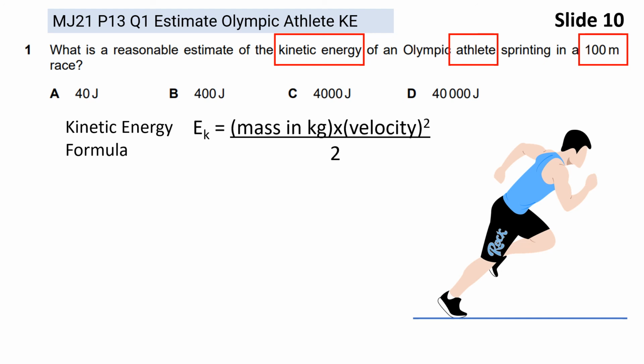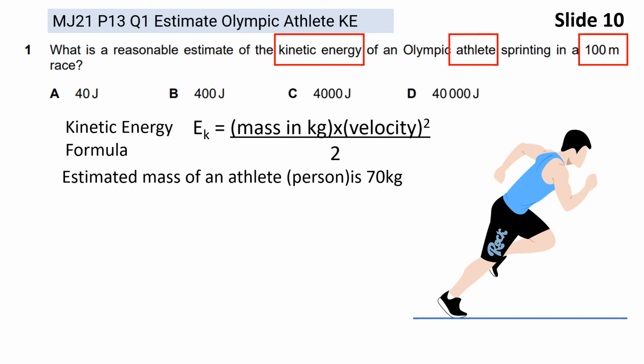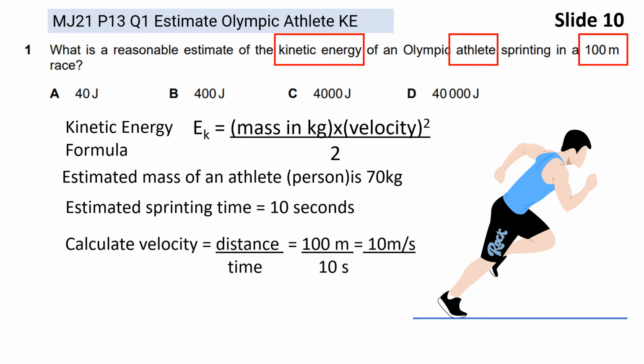But how do I get velocity? That's tricky. The estimated sprinting time is 10 seconds. How do you know this? Well, now you know. So how are we going to convert this information into velocity to replace in this formula? Very simple. Velocity is distance over time. The distance was given, which is 100 meters, and the estimated sprinting time is 10 seconds. So the velocity is 10 meters per second.